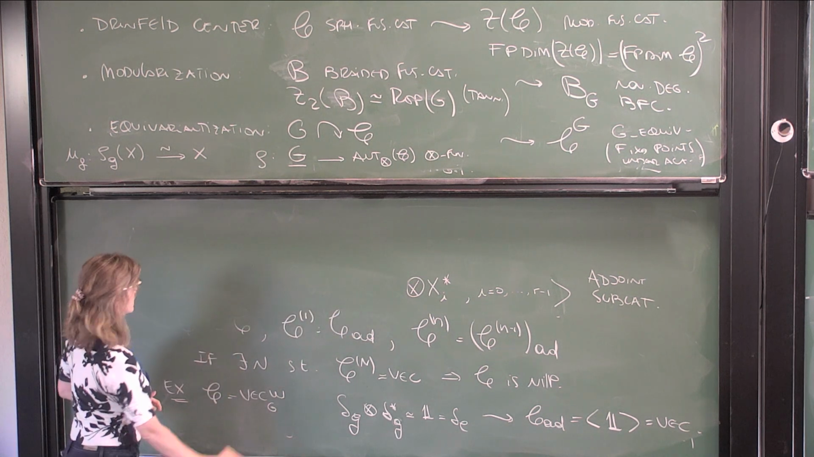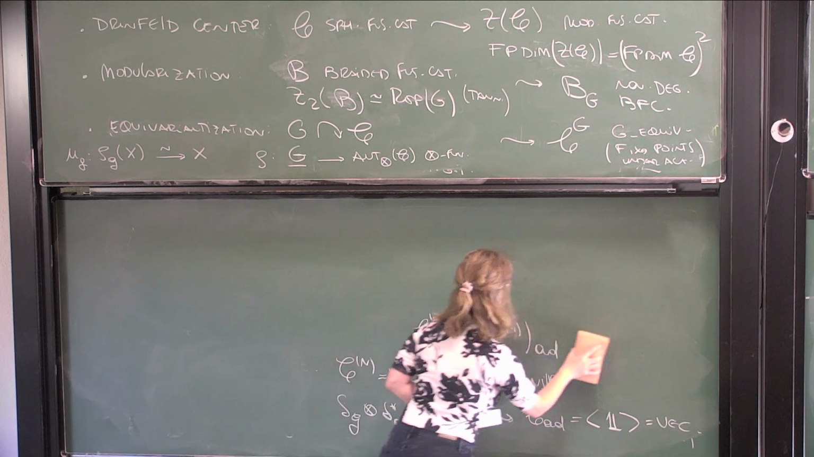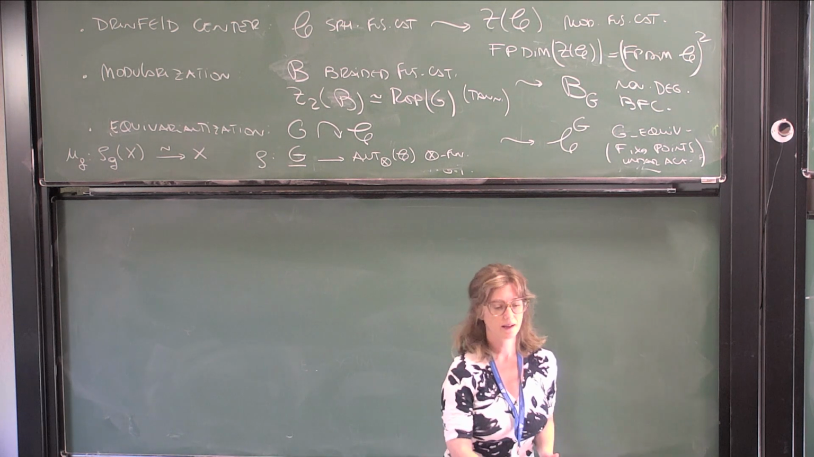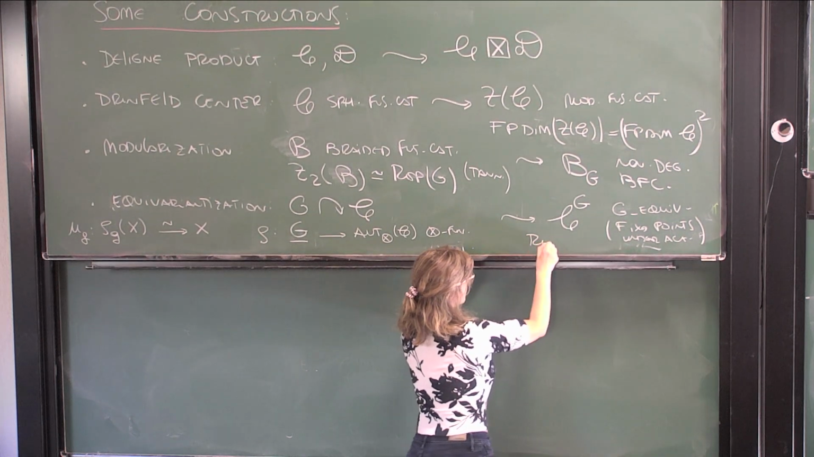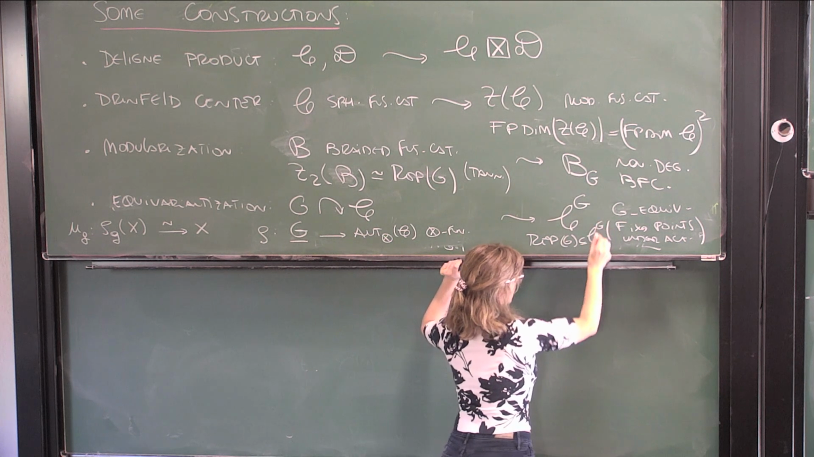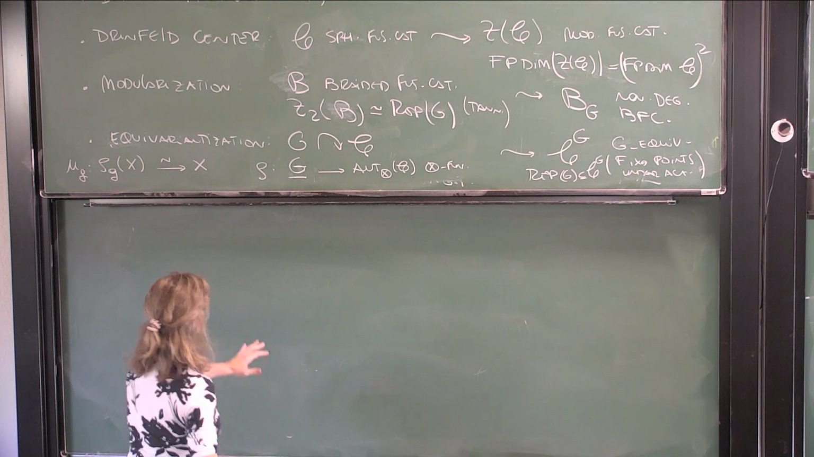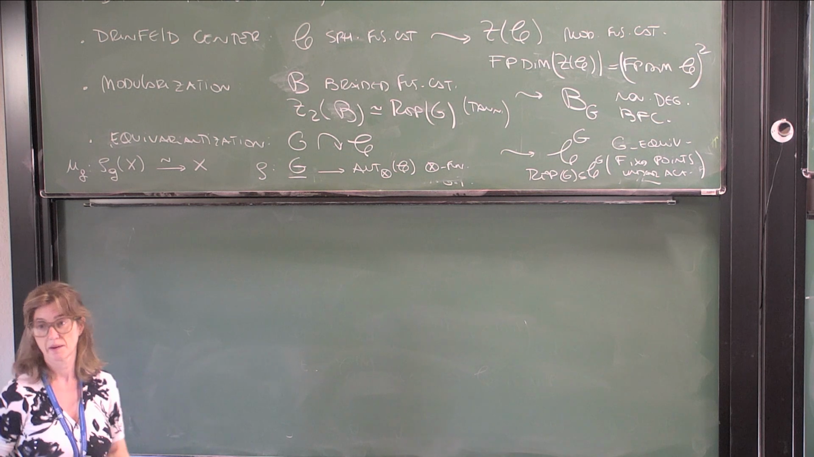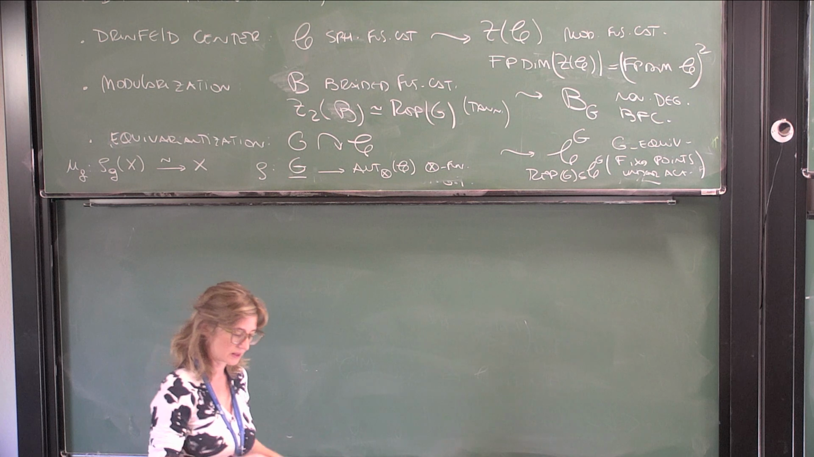Something that happens that I didn't write there is that the resulting category ends up having inside Rep(G) as a fusion subcategory. Why? Because if you take the subcategory back and you equivariantize, you will get Rep(G). So that's nice, in part because then we can do some other things.